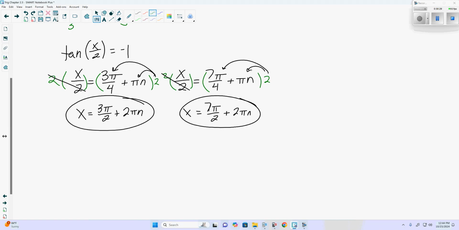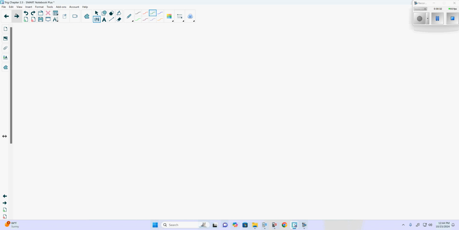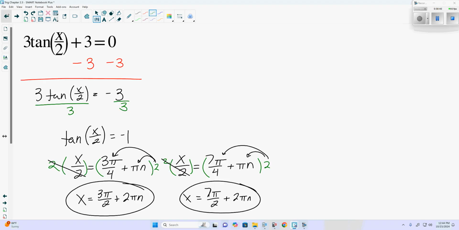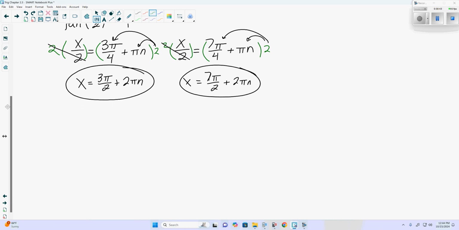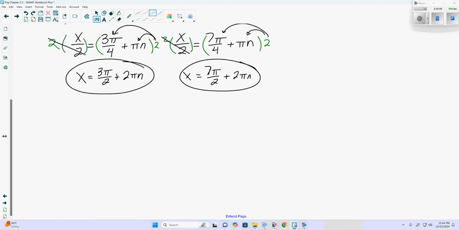Questions on this here? Now, one thing I will say with this here, if it told us that we were restricted on 0 to 2 pi, to find all of them, we would just start plugging in values for n, starting with 0. So how that would look is I would start off with n is equal to 0. Well, that would just tell me that x is just 3 pi over 2.